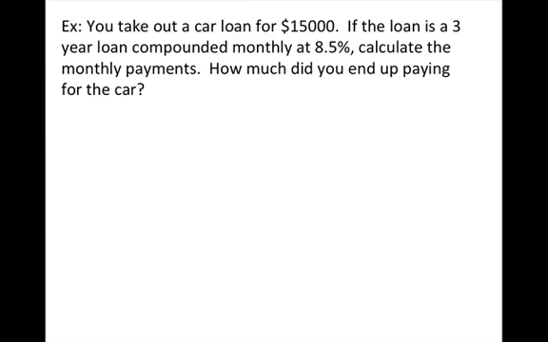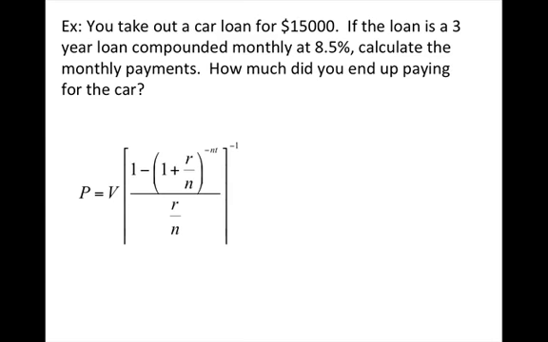So this time I'm looking for the monthly payments, so I'm going to use the formula P equals V times 1 minus 1 plus R over N raised to the negative NT, divided by R over N, and all of that's raised to the negative 1. So V is the amount of the loan, which is $15,000. P represents my monthly payments, which is what I'm looking for. R is my interest rate, which is 8.5%. If I divide by 100, I get 0.085.